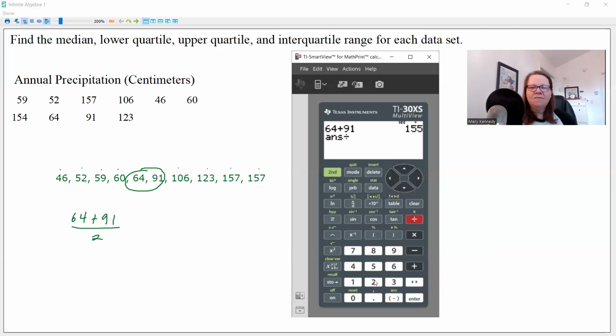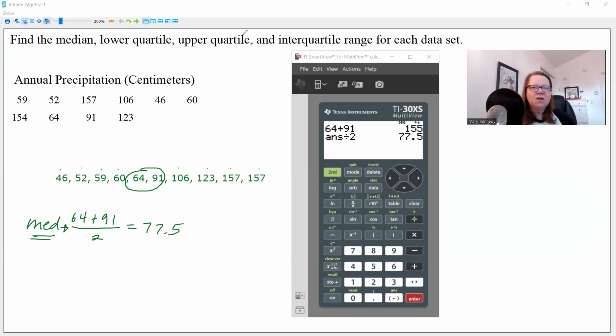All right, so I added them up and I'm dividing by 2, and I get that the median is 77.5. And so this is the median, and so that's that number. All right, now we're going to do our lower quartile and our upper quartile.